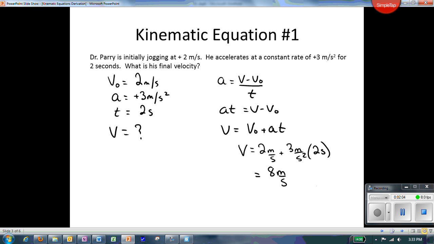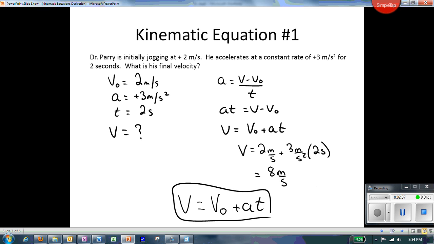Now let's stop for just a moment and recognize that we could have solved this problem without actually using the equation, but just an understanding of what acceleration is. If we have an acceleration of 3 meters per second squared for 2 seconds, that's going to mean that we gain velocity at 3 meters per second every second that passes. So if we start out at 2 meters per second, after the first second we'll be going 5 meters per second, after the second we'll be going 8 meters per second.